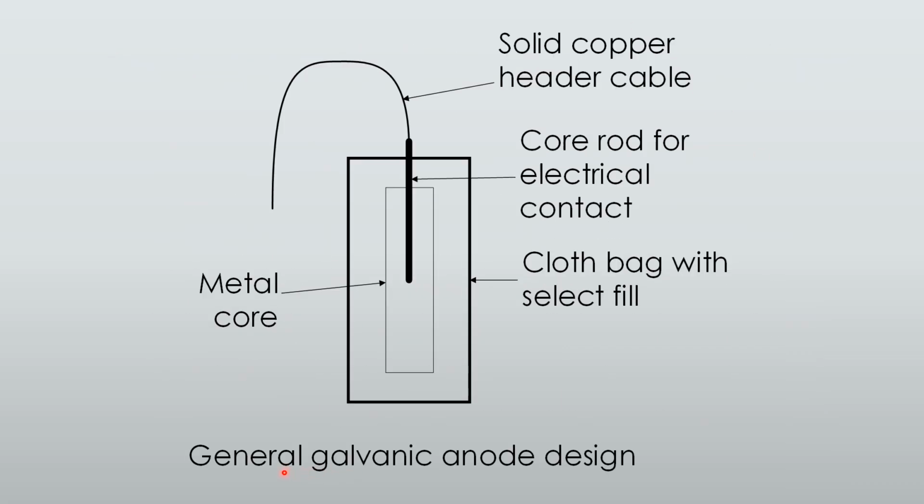So here we have a general galvanic anode design, starting with our solid copper header cable. The end will be attached onto our structure that we want to protect. The core rod for electrical contact with our metal, zinc or magnesium again. And this rod will most likely extend through the length of our metal block so that the life of the anode will be extended. The cloth bag ensures that the fill stays around the anode. If we have it shift during installation, we want to make sure that it's even as much as we can. We want to moisten it with water before we put it in our hole as well.